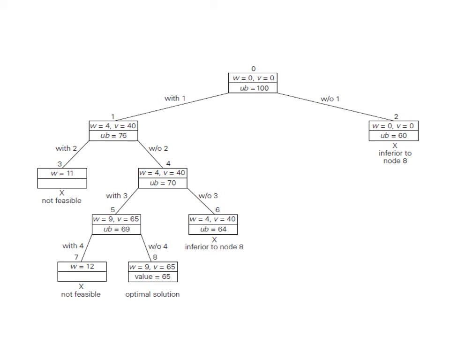So we are not going to expand the 6th and 2nd nodes further because the value seen so far is better than these nodes' upper bound values. So we will stop these nodes. So that will be represented as inferior to node 8. So this is the way you have to find the solution for the knapsack problem using the branch and bound method.